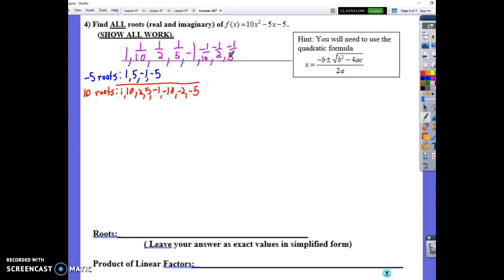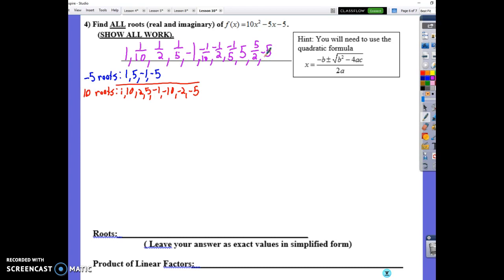Okay, now we go to the 5s. So 5 divided by 1 is 5. 5 divided by 10 is 1/2. We already have that. 5 divided by 2, we don't have that yet. 5 divided by 5 is 1. We already have that. 5 divided by negative 1 is going to be negative 5. We don't have that yet.